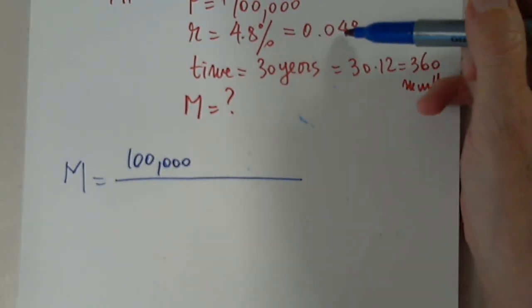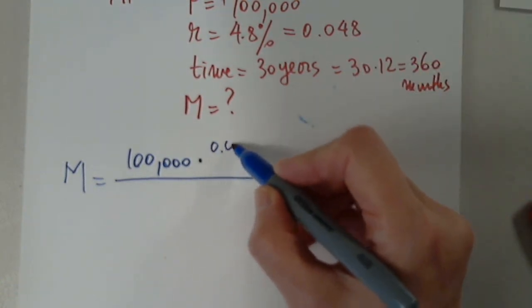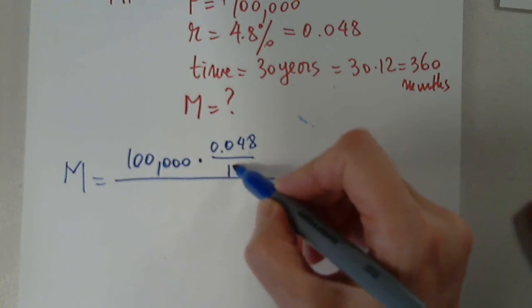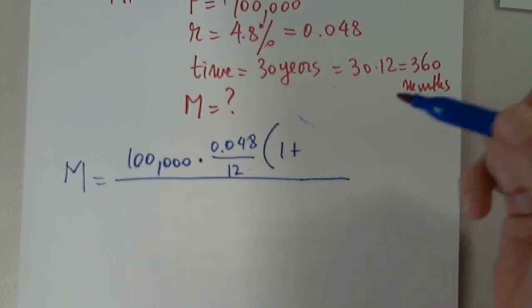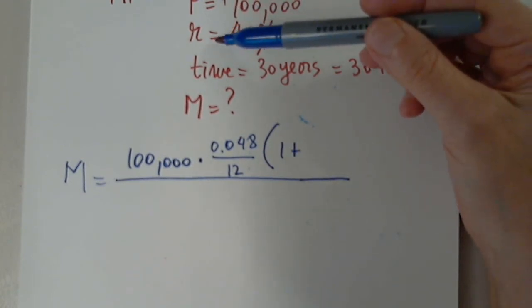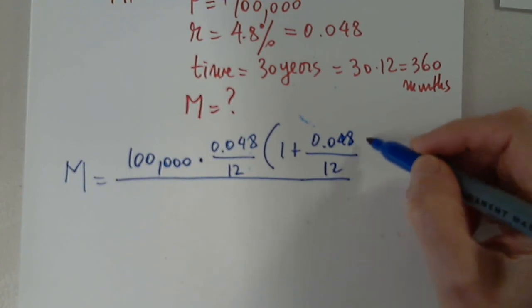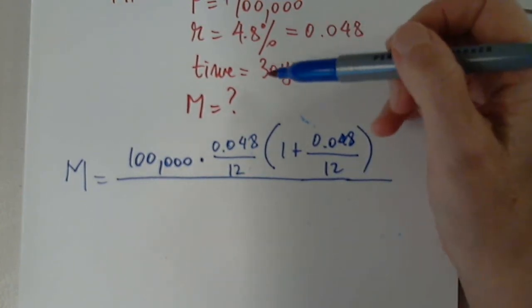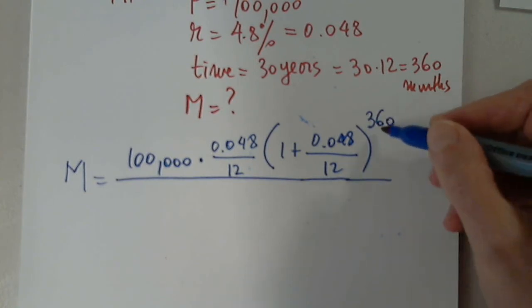We have the interest rate divided by 12, so multiplied by 0.048 divided by 12. In parentheses again, 1 plus the interest rate, again 0.048 divided by 12. We already calculated the number of months, so this is 360 months. This is the power.